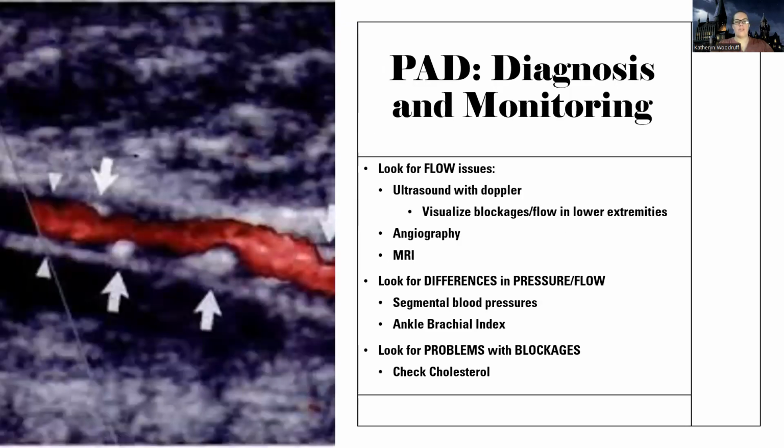So let's talk about other diagnostics and things we can do for PAD. We want to look for flow issues. Like I said, they can order an arterial Doppler where they can actually see, like in this picture, where they have plaques and there's decreased flow. And they can visualize. They can even see where flow terminates.